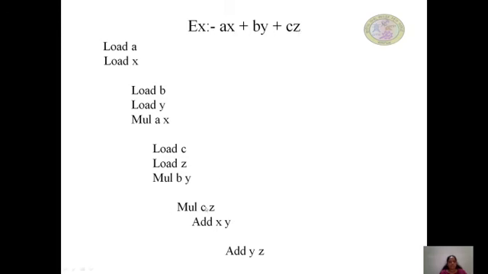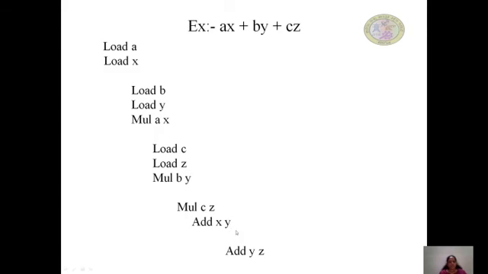So now in the next group, we're going to multiply C and Z. At the same time, we can perform the addition of these two, that is AX and BY. That can be done by add X comma Y. The result of this will be stored in Y.